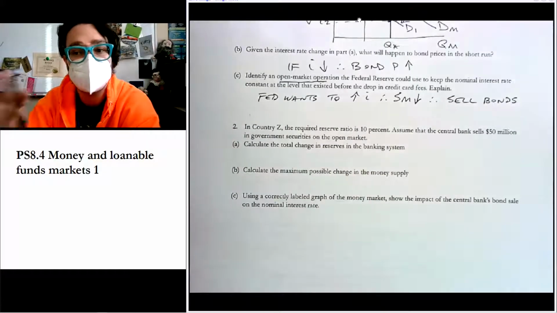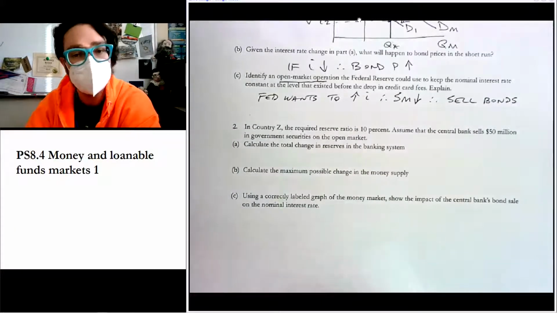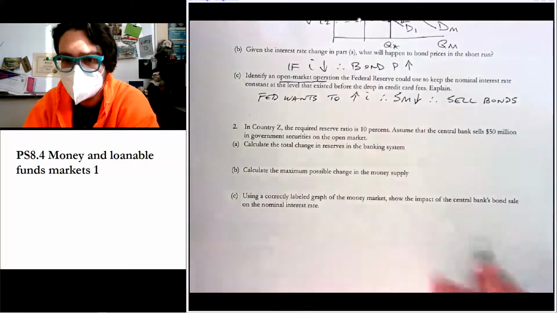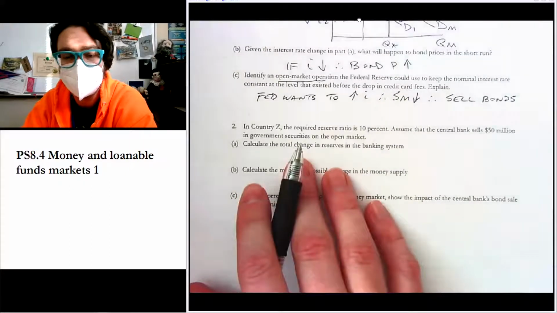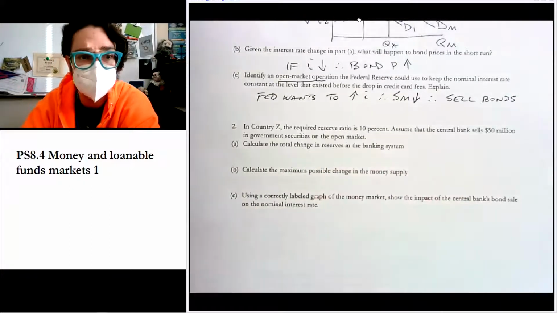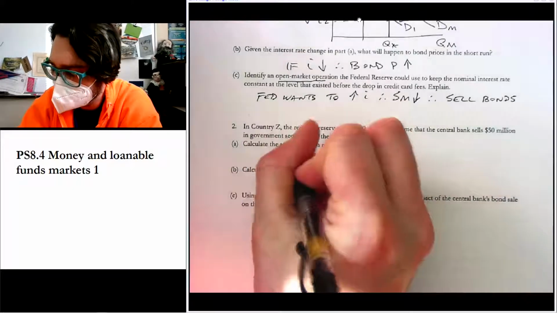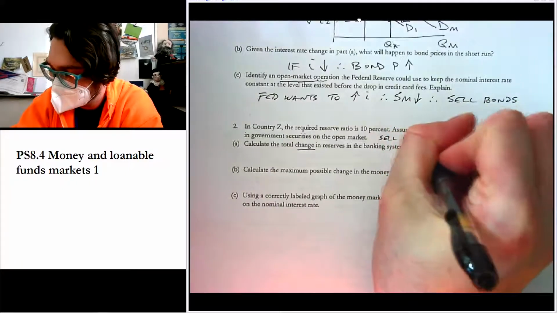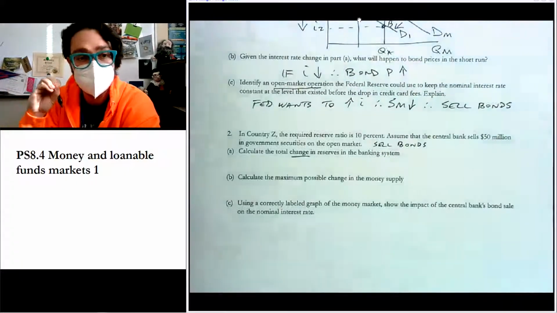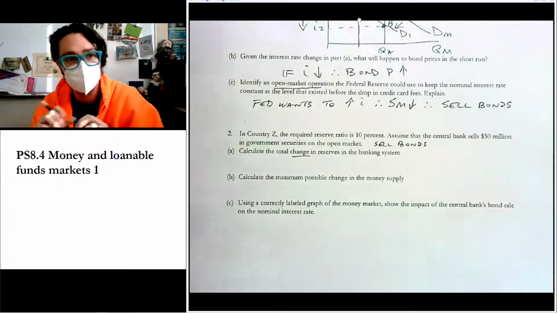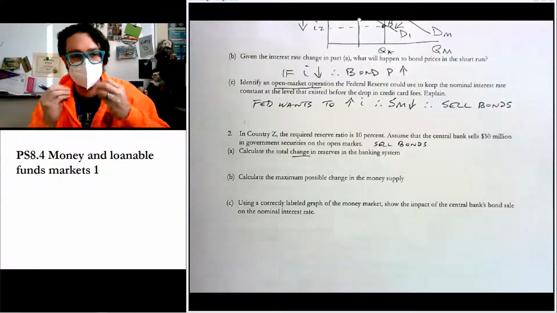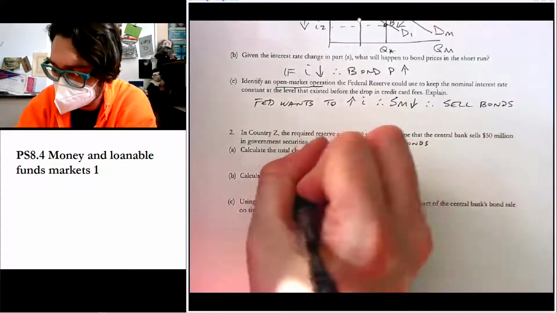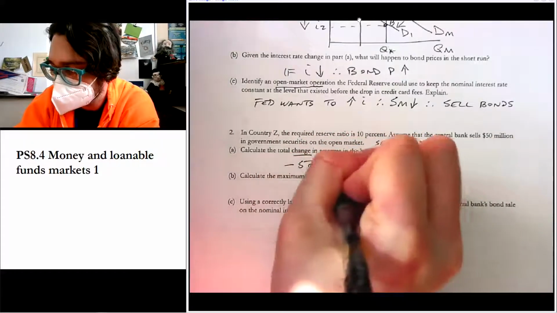The next part says, in country Z, the required reserve ratio is 10%. Assume the central bank sells 50 million in bonds on the open market. Calculate the change in reserves. Calculate the maximum possible change in money supply. So if they sell 50 million in securities, securities is another word for bonds, then the Fed is selling bonds, and so they're deleting money out of bank reserves. They're saying, we're going to give the banks bonds, and we're going to take your reserves. And so the change in reserves, initially at least, is negative 50 million.